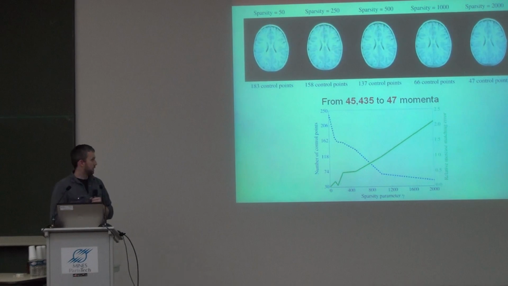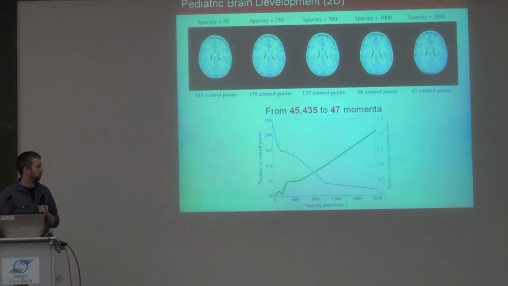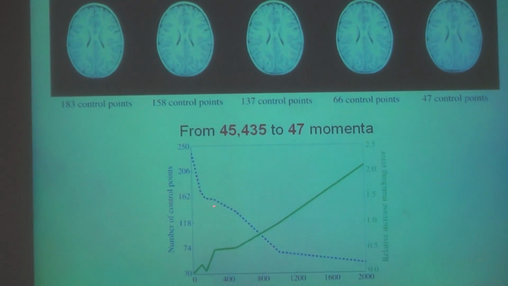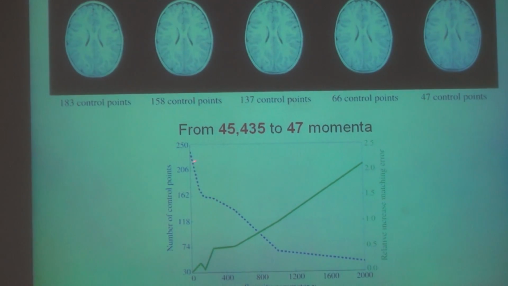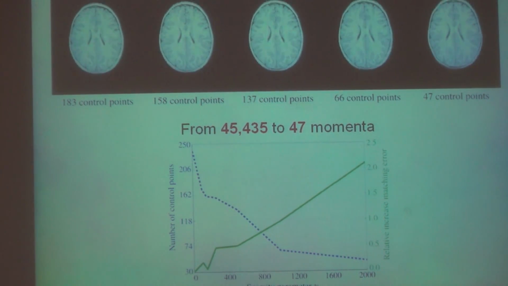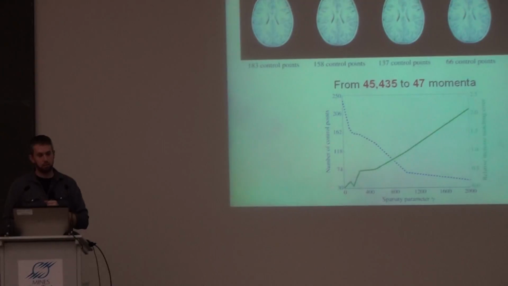And again, we can look at the way sparsity impacts the number of control points as well as the amount of error that you incur for the sparsity. And here the picture is actually a little bit nicer. We have sort of an asymptotic behavior of the number of control points and sort of a linear increase in the relative error. So we can actually decrease the number of control points drastically for just 2% relative increase in the error with respect to matching the observations. So we go from a little over 45,000 parameters down to 47 here.